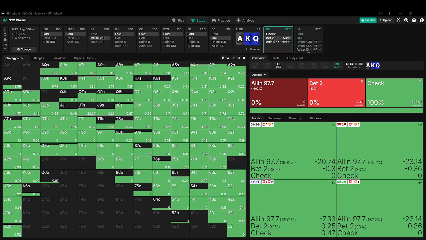Hello and welcome to today's training video where I'm going to share how the solver approaches dealing with a 33% donk bet from the big blind against the middle position in a single raise pot 100 big blinds deep. And I'll be showing how this responds in a very wide range of texture boards actually.